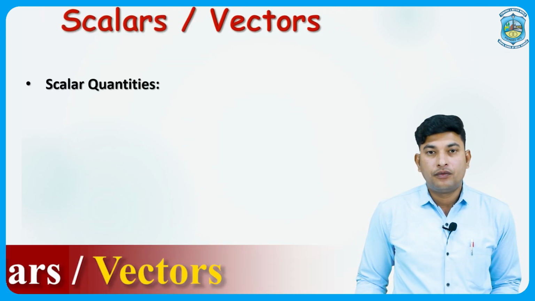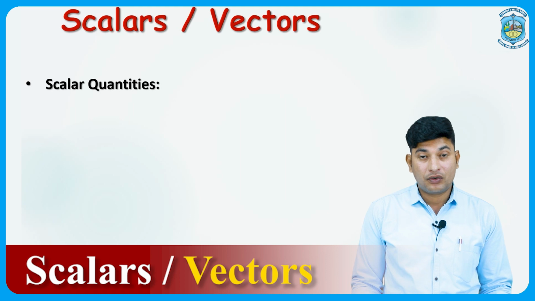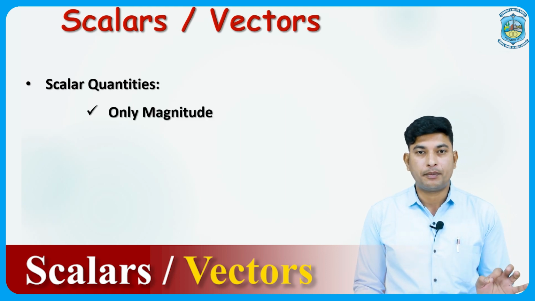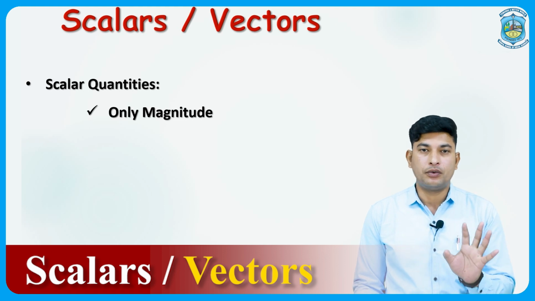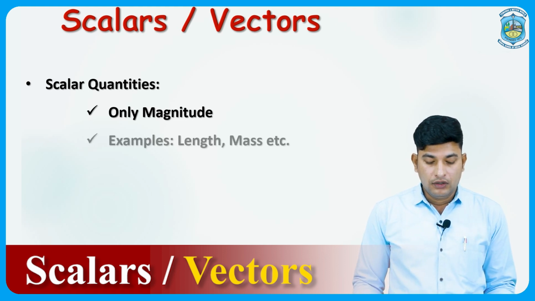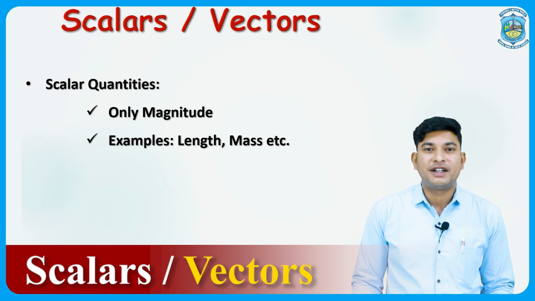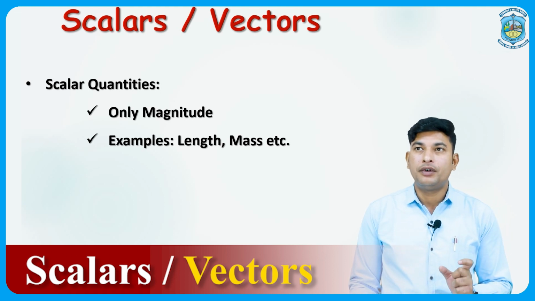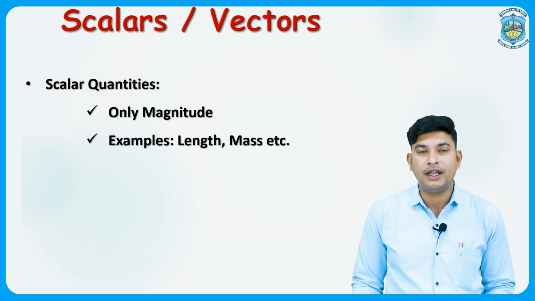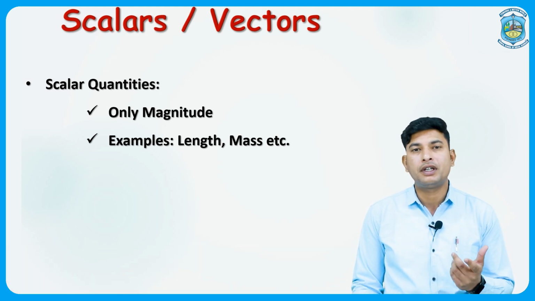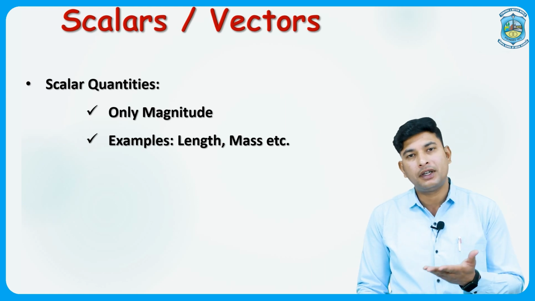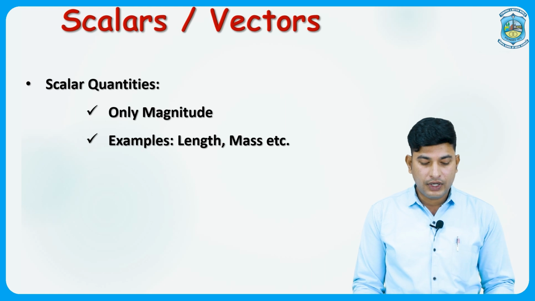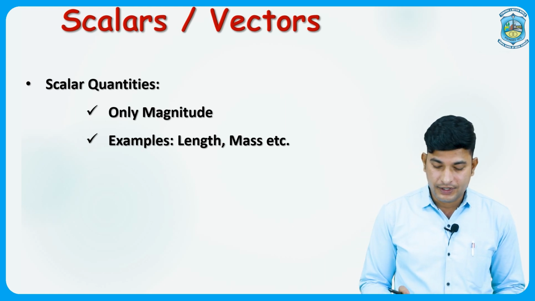So this is how we symbolically represent vectors. Now, at last, we compare scalar and vector quantities. Scalar quantities require only magnitude, that is sufficient: value plus unit. Examples are length, mass, temperature and time. Time is also a scalar. If something happens at 11:30 AM, it remains the same whether it happens in the east, the west or any other direction. So time is also an example of a scalar quantity.